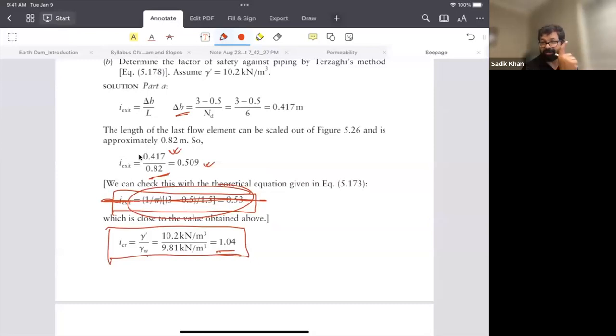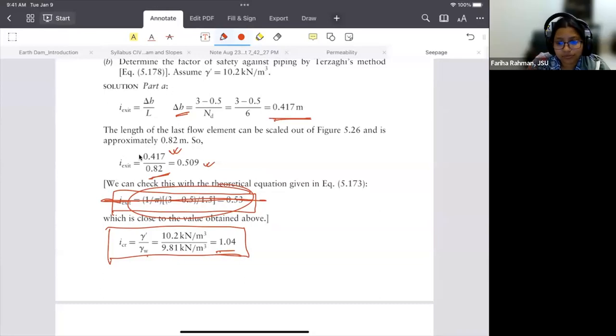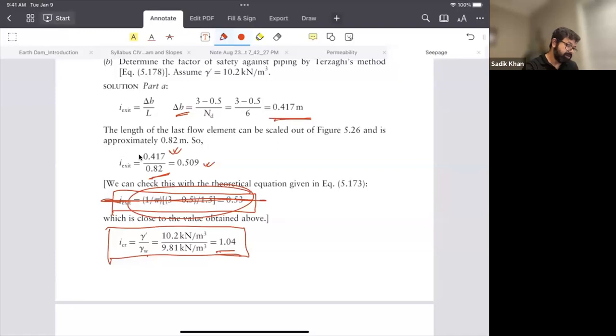right? That's your last drop. Yeah. You get my point? Your exit gradient is your last drop. So is your number of drop, your total pressure head divided by the number of drop is your exit gradient, right? So basically, sorry, that's your del H. Sorry, I was wrong. So this is your del H. So exit gradient is del H divided by the length. Yeah. So del H divided by the length.